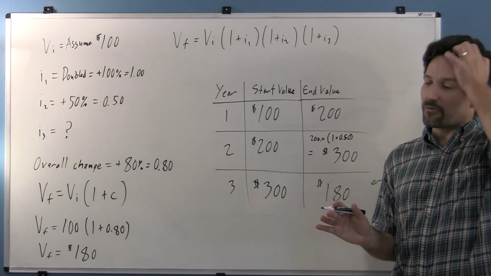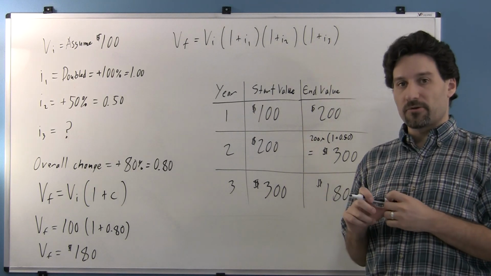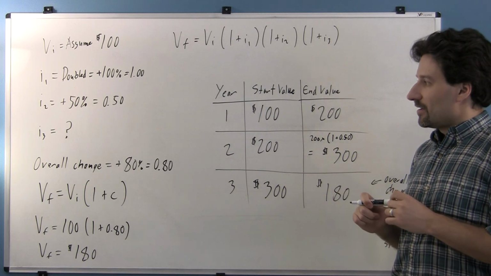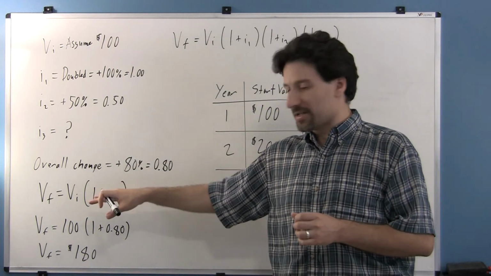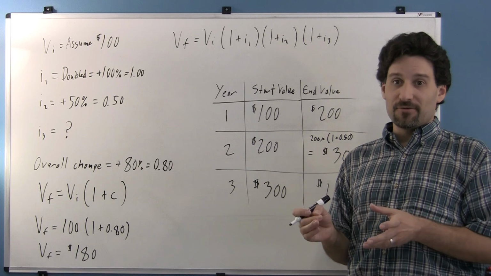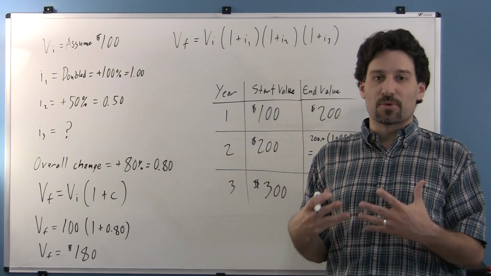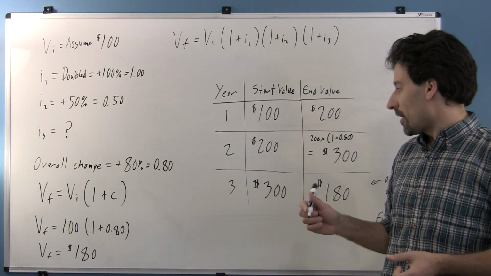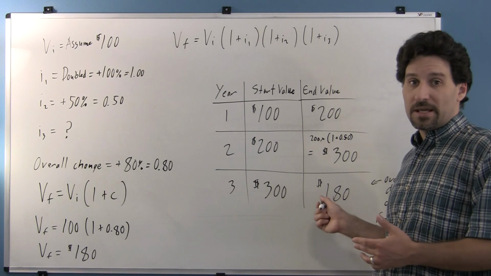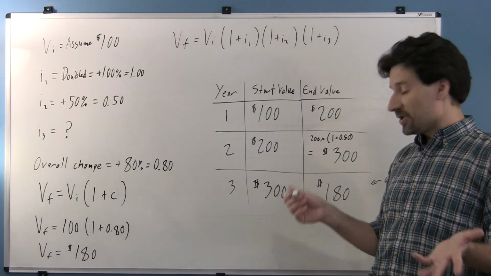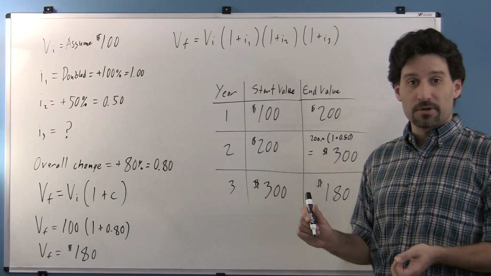Now we want to figure out what happened during year 3. What's I3? While we can put it into this sort of formula here, I really recommend just using the other rearranged percent change formula, where basically we're starting at $300 at the start of that year and we're ending at $180. What happened? We lost $120. What is that as a percentage of $300?